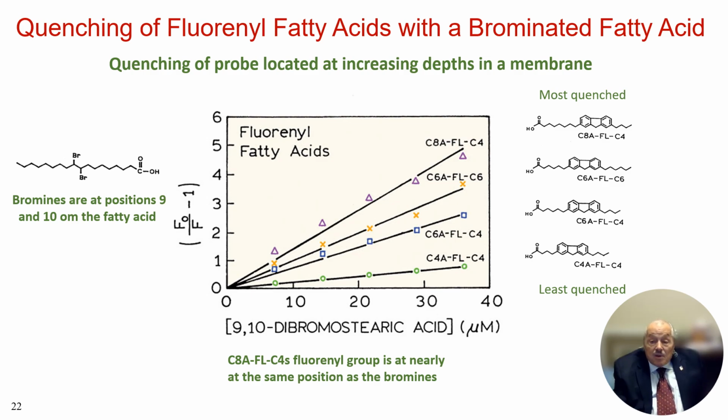And when this was looked at with this brominated fatty acid as the quencher, it was found that this derivative with about 8 carbon residues was the most quenched with the concentration of dibromostearic acid. And as the carbon chain was made shorter, there was less and less quenching. So yes, this gives us some information about how these probes are distributed in the lipid bilayer.